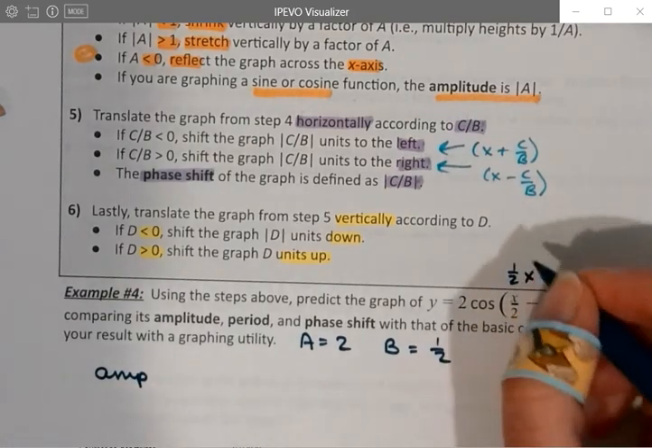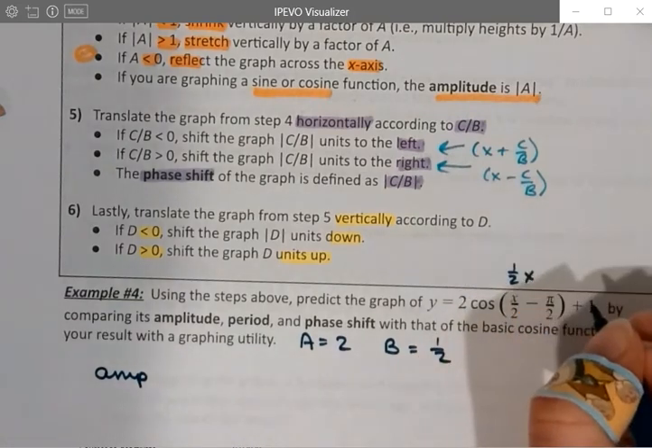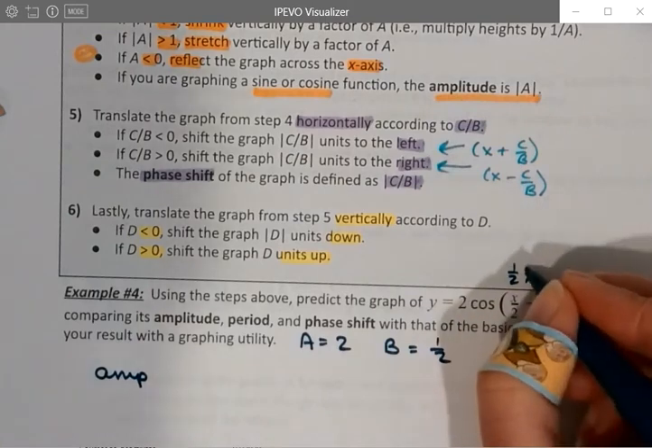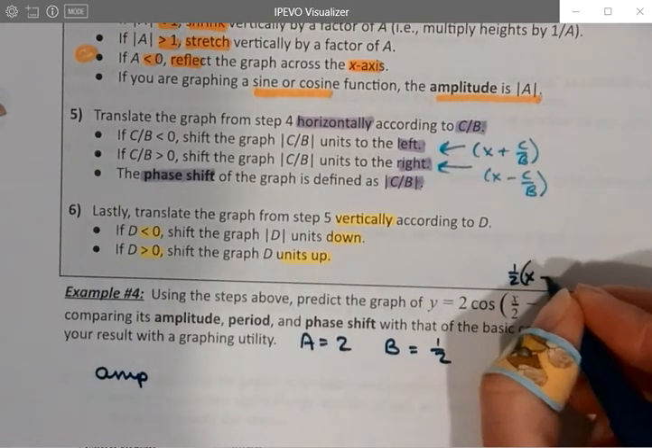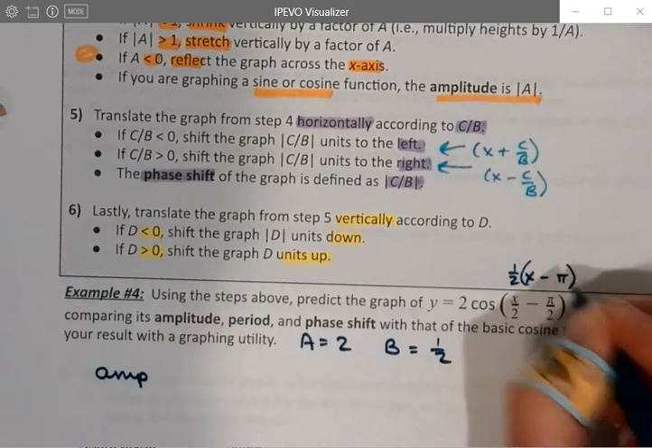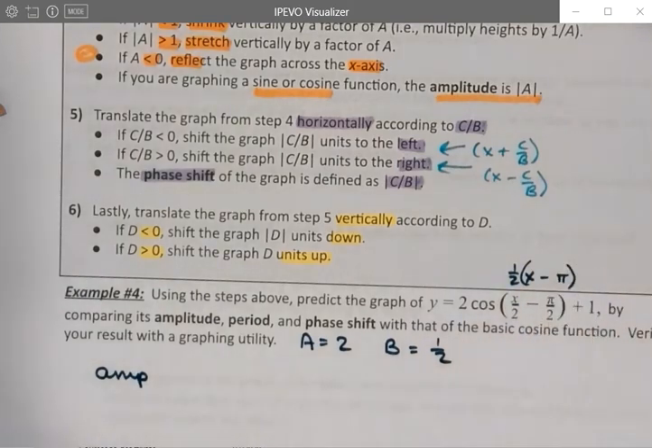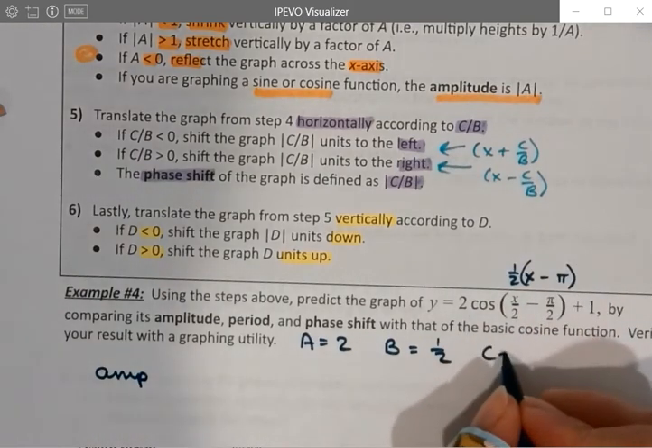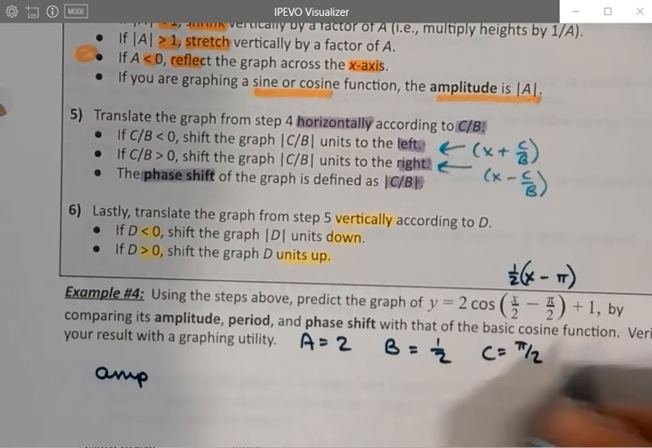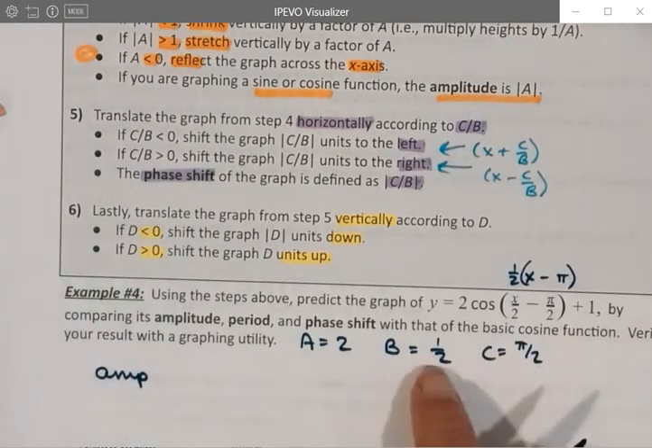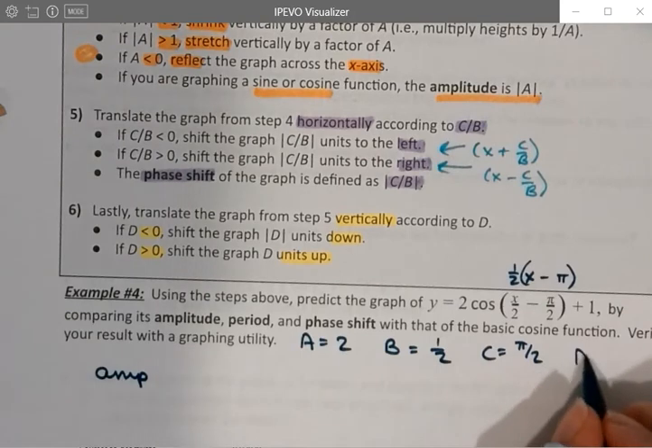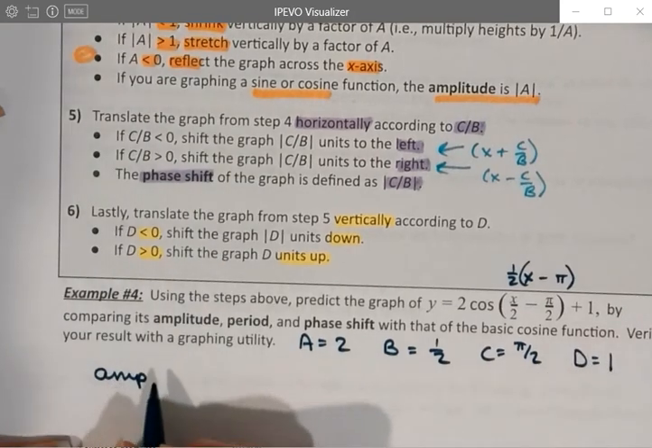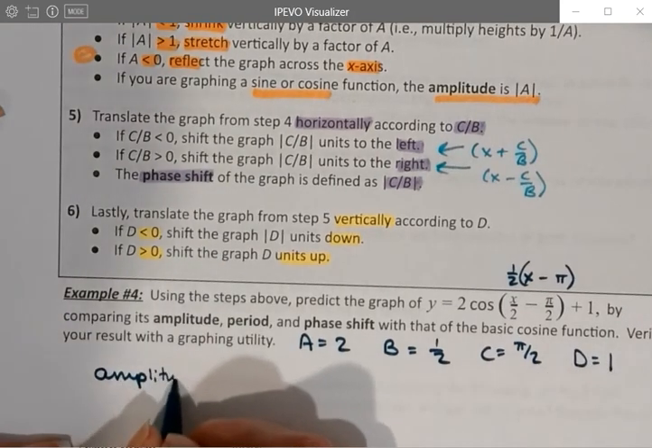If I factor it out to find C over B, I get minus pi right here. So C over B is negative pi. C itself is pi halves, but C over B, when I divide pi halves by 1/2, I get back to pi, and then D is 1. So the amplitude is 2.